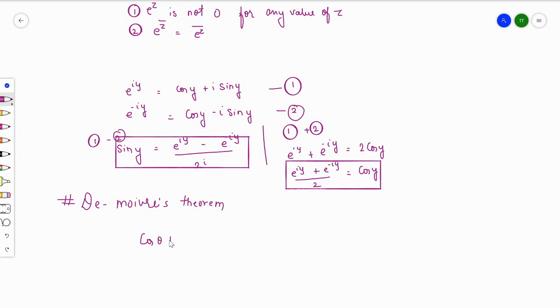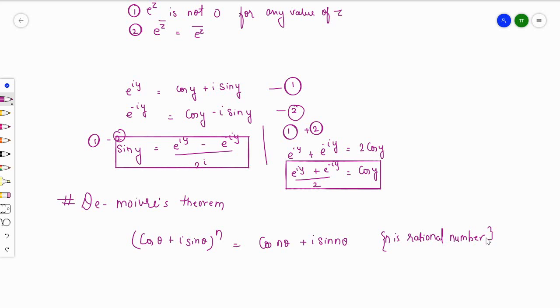Cos theta plus i sin theta whole power n is equal to cos n theta plus i sin n theta, where n is a rational number. Okay, this is also an important theorem.